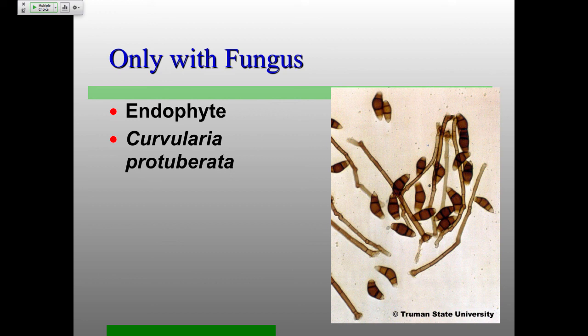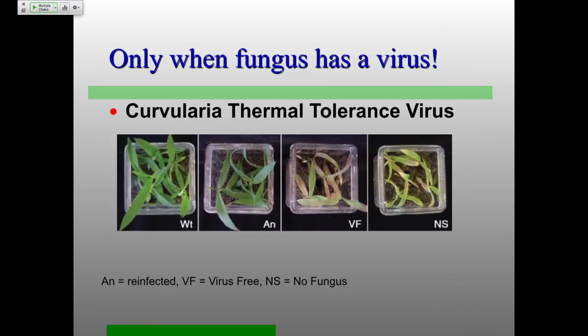Wow, that's pretty bizarre. So you get rid of the fungus, the plants can't grow at those high temperatures, and actually die pretty quickly. So Curvularia fungus, this is a fungus right here. It lives inside the plant, so it's an endophytic fungus. But why is Stedman talking about this in a virology class? Because it turns out that it's only if that fungus is infected with a virus does it provide the thermal tolerance to the plant. Wow. Why? Evolution. Just absolutely amazing process.